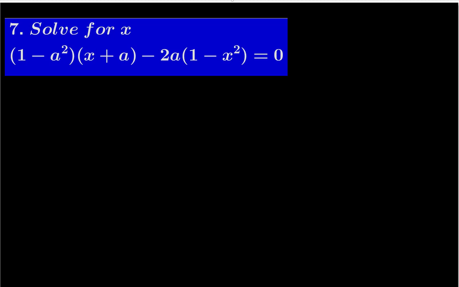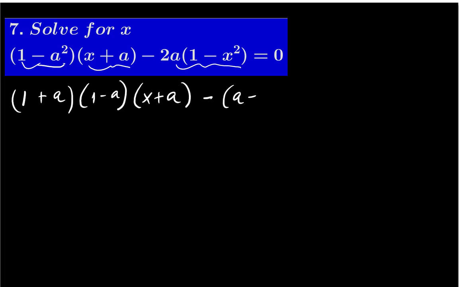We have this problem here now. We have to solve for x. Look at it. It's (1 minus a squared) factoring (x plus a) minus 2a factoring (1 minus x squared) is equal to 0. You see, and first of all, let's rearrange this.